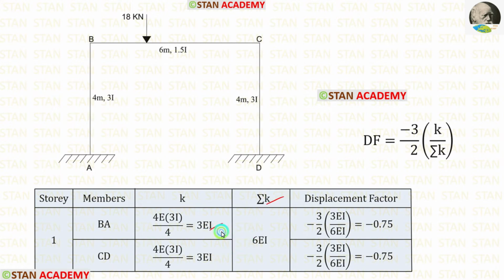Now let us find sigma K. For that, we have to add these two values. After adding, we are getting 6EI. Now let us find the displacement factor. The formula is minus 3 upon 2 into K upon sigma K. We have calculated sigma K and K values. So using the formula, we can find the displacement factors.